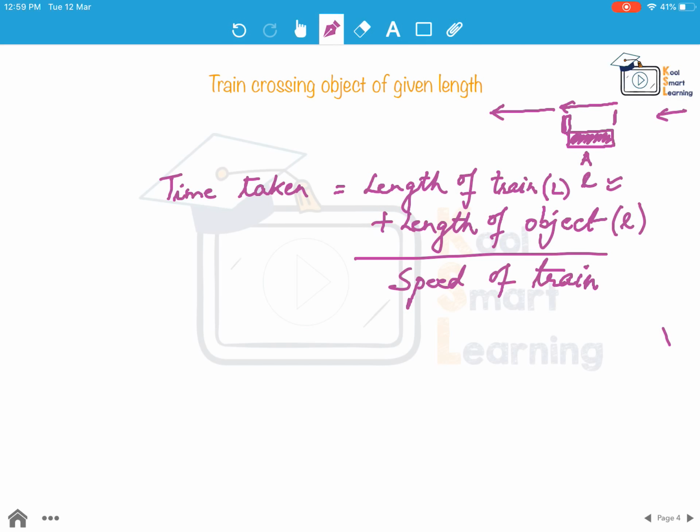What could be the typical example of this is, supposing the train is crossing a platform or the train is crossing a bridge. So the time taken by the train to cross a bridge or a platform is the length of the train plus the length of the platform or bridge divided by the speed of the train. So we can say L plus small l divided by speed of the train. So this is the time taken for crossing a stationary object of length l.